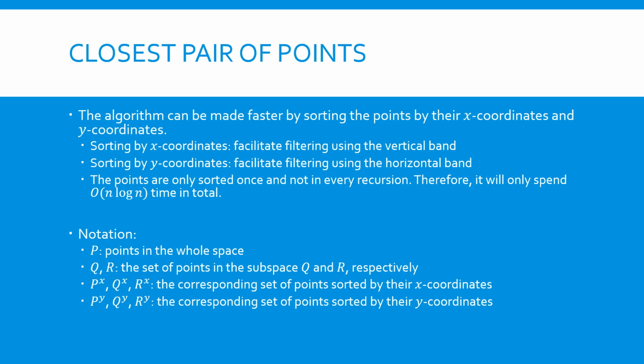Let's now define some more notations. Denote P as the complete set of input points, Q as the points in the subspace Q, and R as the points in the subspace R. Further denote Px, Qx, and Rx as those set of points sorted by their x-coordinates. Similarly, denote Py, Qy, and Ry as those sorted by their y-coordinates.